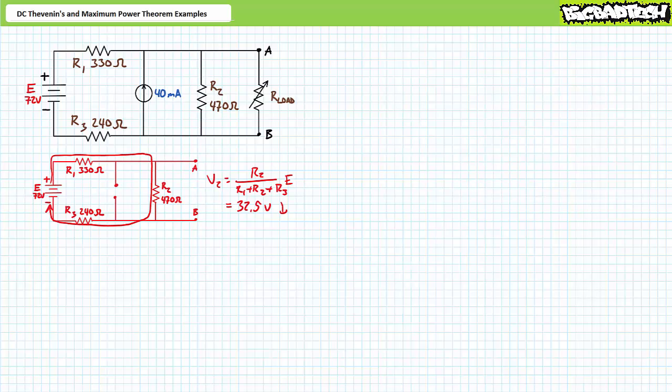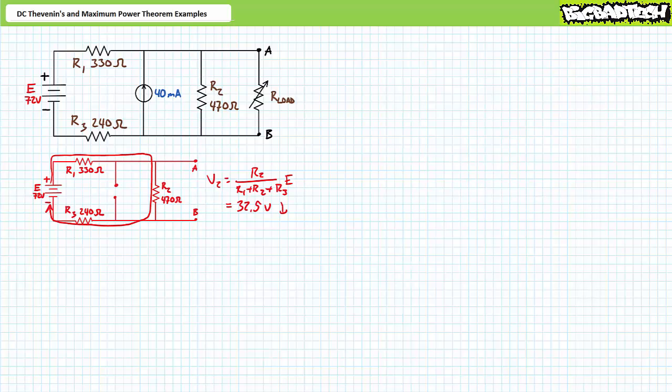Next, one determines the open circuit voltage seen across the nodes of interest. In this case, the modified circuit is the series combination of R1, R2, and R3. The open circuit voltage is the voltage across V2. An application of voltage divider rule demonstrates that V2 is 32.5 volts, oriented positive-negative, top to bottom.